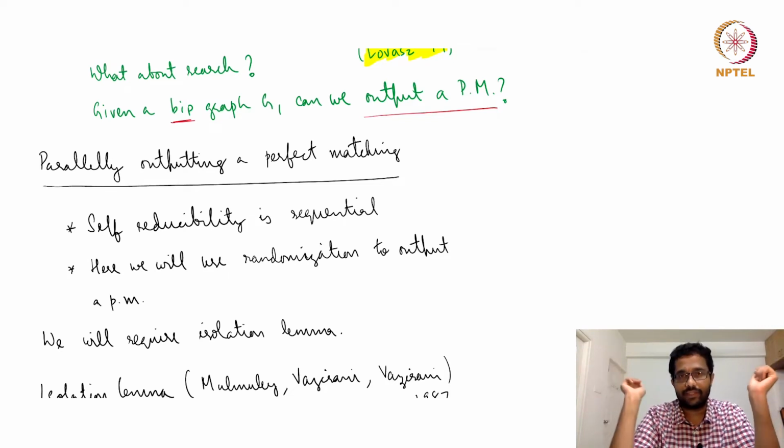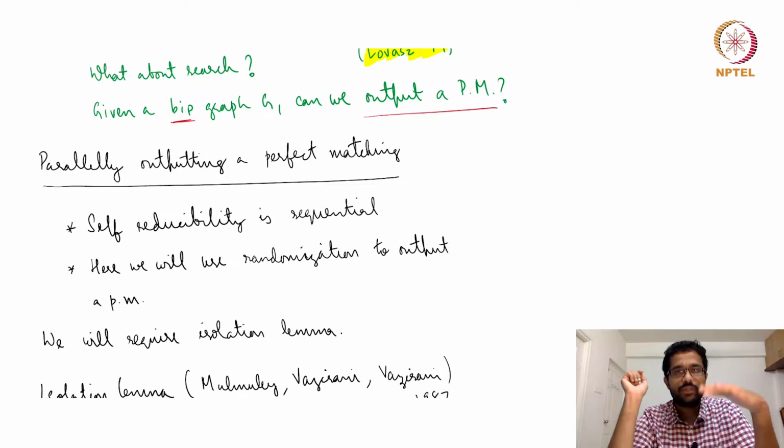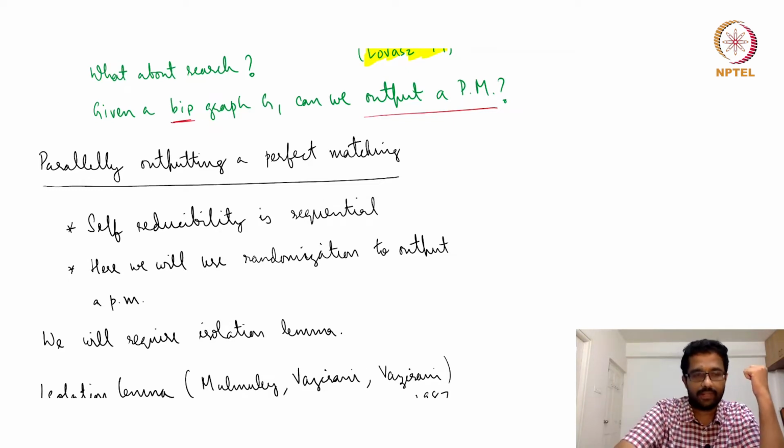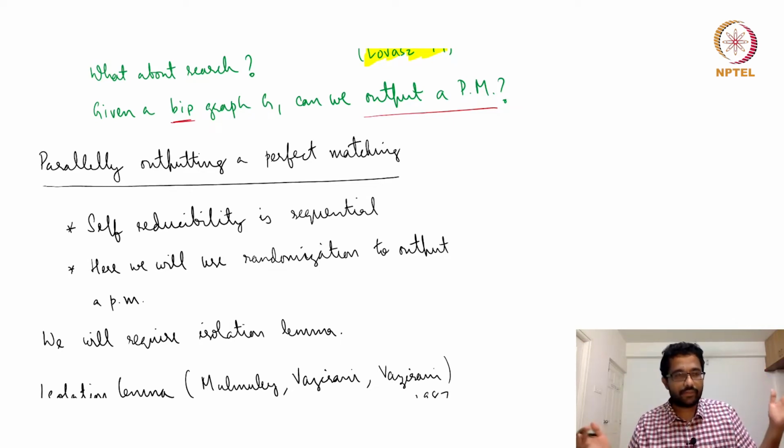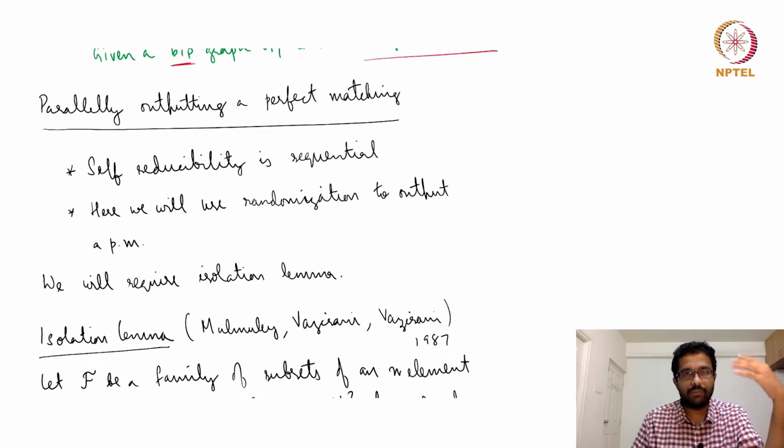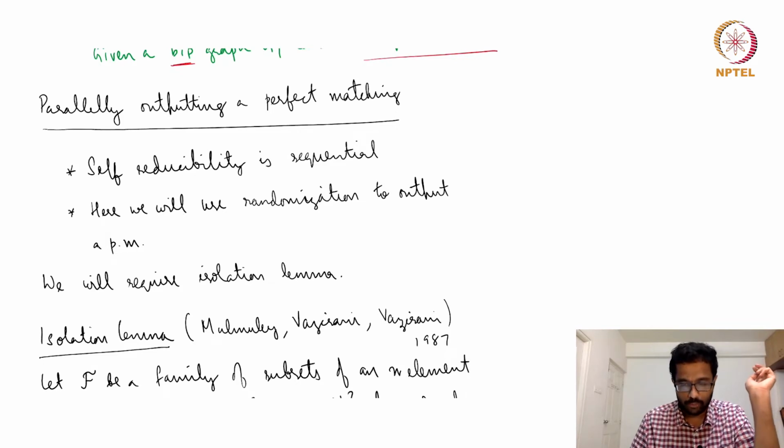and you can do this recursively. The problem with this approach is that this is a very sequential approach. It's inherently sequential. This is by self-reducibility, and it is a very sequential approach. If the graph has n vertices, then it will require n by 2 iterations of this. So this is certainly not something that can be simulated by a log n or polylog n depth circuit. The depth of this will be at least order of n, if not more.